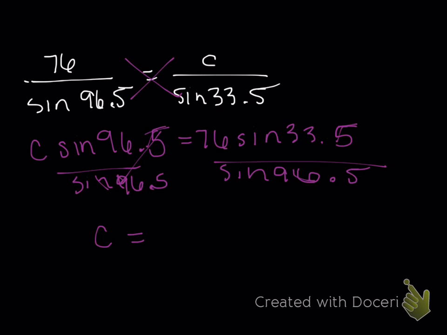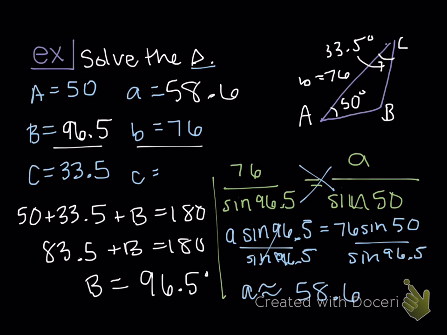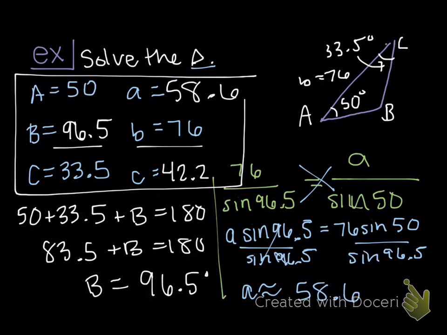So obviously on the left side that's going to cancel. So let me calculate this real quick. And our side C is 42.2. So if I go back a slide, I'll fill that in. And I found that this third one is 42.2. So now at this point I've solved the triangle.